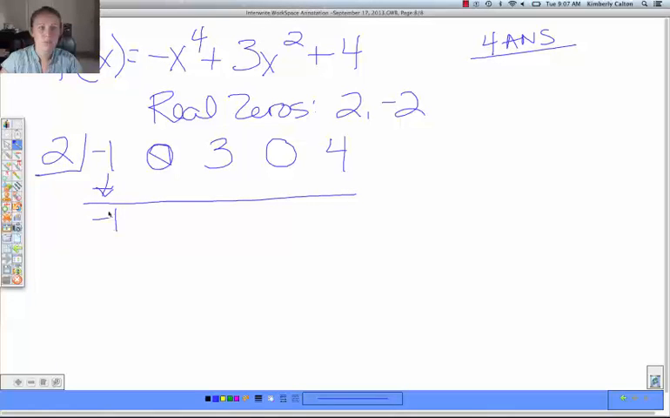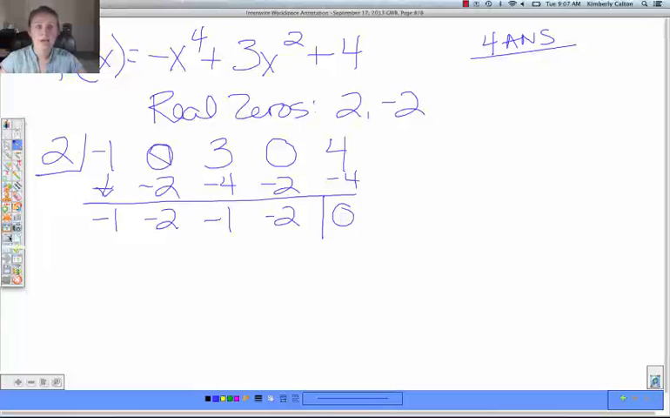And we get negative 1 multiplied by 2, we get negative 2. Add going down, we get negative 2. Multiply by the box, we get negative 4. Add going down, we get negative 1. Multiply by the box, we get negative 2. Add going down, we get negative 2. Multiply by the box. Draw our line and add, and notice that we have 0, which verifies that this is an answer.